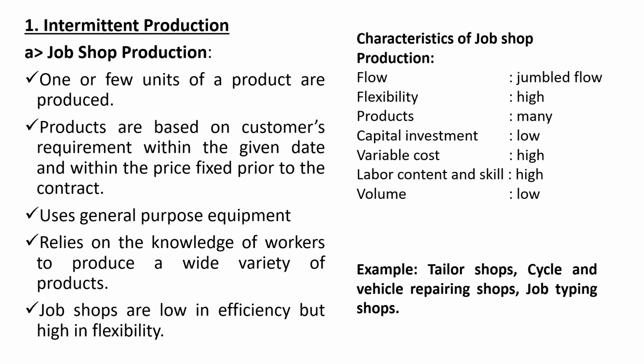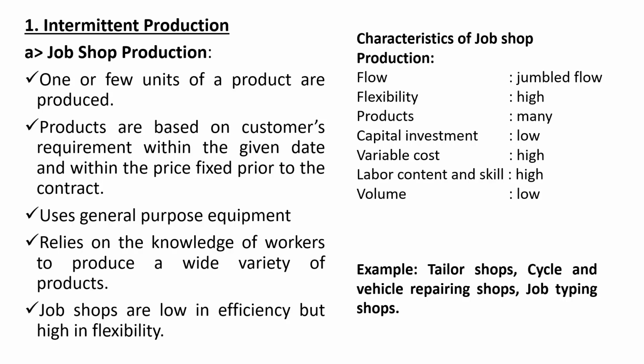Next, intermittent production system is also of two types. It is classified into job shop production and batch production. Let's see what is job shop production. In job shop production, one or few units of a product are produced to customers' requirement within the given date and within the price fixed prior to the contract. So here we produce one or few units of a product, but the products are highly customized. Products are based on customers' requirement within the given date and within the price fixed prior to the contract.